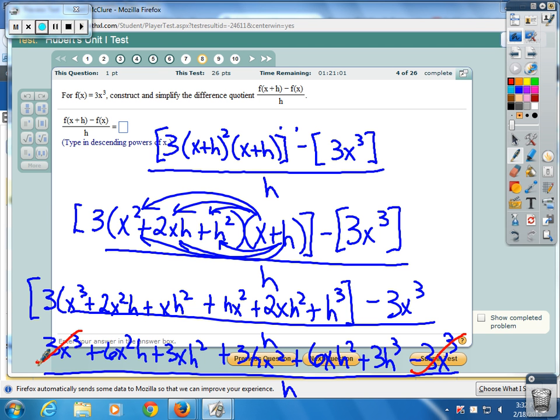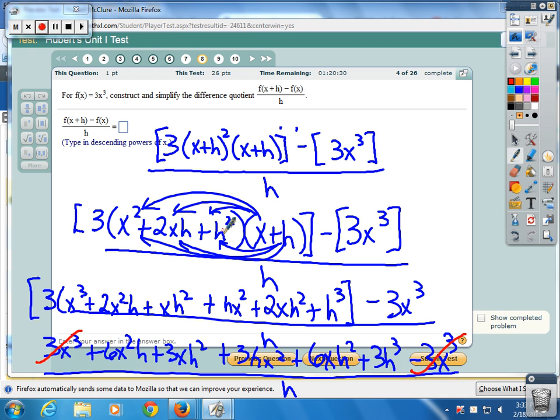Wait, why is that one 3HX squared? I don't know, check, make sure. X times x is x cubed. X times 2xh is 2x squared h. X times h squared is x squared h. H times x squared is hx squared. H times 2xh is 2xh squared. And h times h is h cubed.